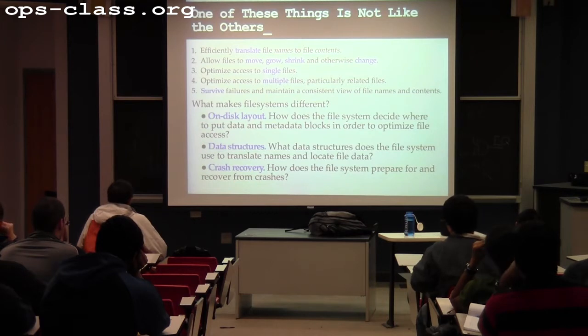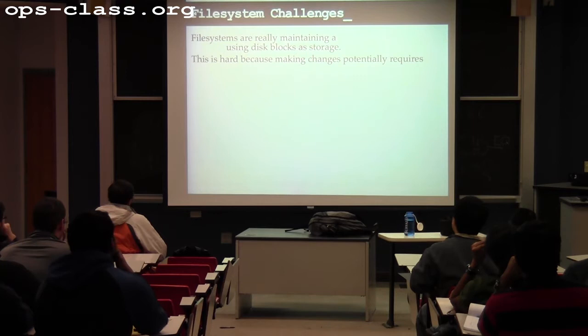And then, because file systems in the 70s just didn't recover from crashes or something. They probably did, but the crash recovery aspect of file systems is something that more of the interesting work was done a little bit later. So we'll talk about some of the data structures first and then come back to how we do crash recovery.